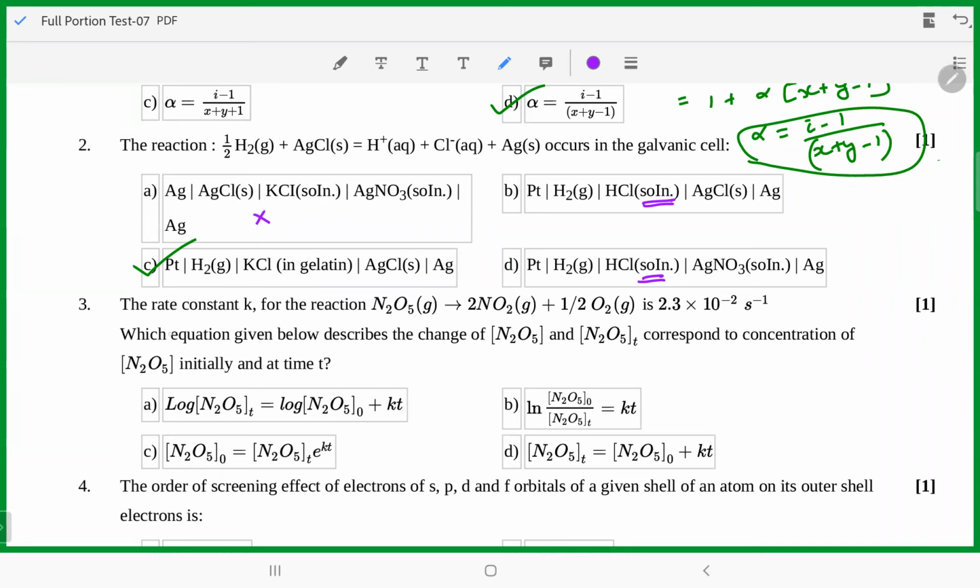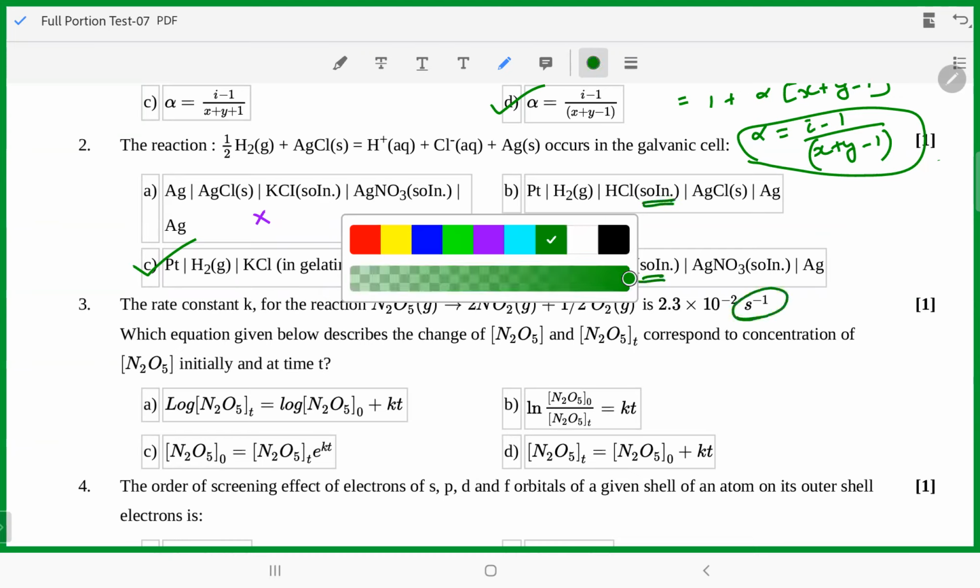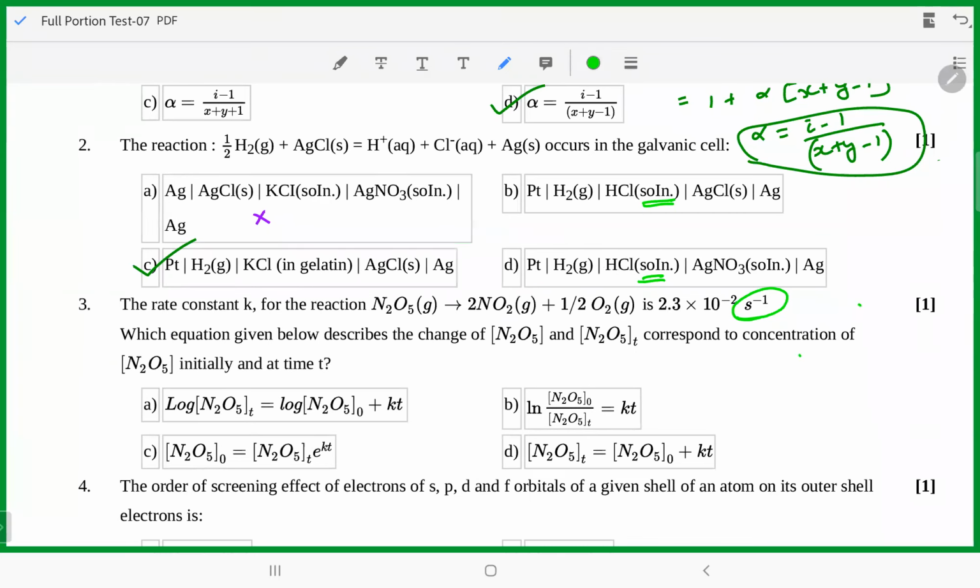And the third question, the rate constant for the reaction N2O5 gives 2NO2 plus O2 is K. That means they have given the K value below, and the unit they mention is s minus 1. So s minus 1 means what is the order of the reaction? 1. So with the equation below, describe N2O5 and NO2 concentration at initial and at time t.